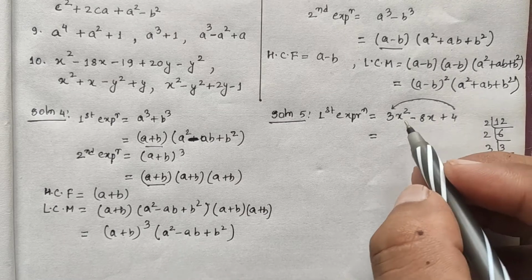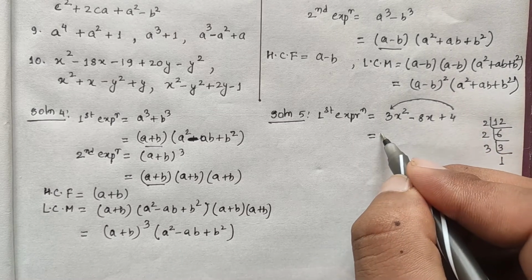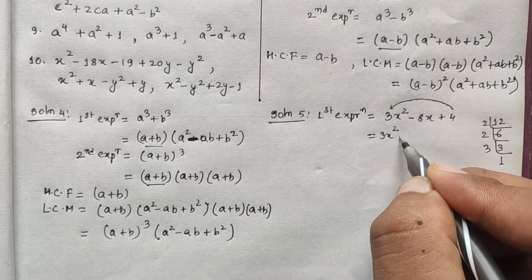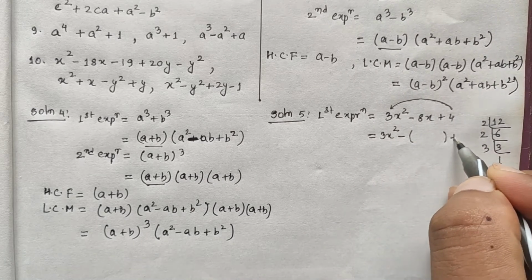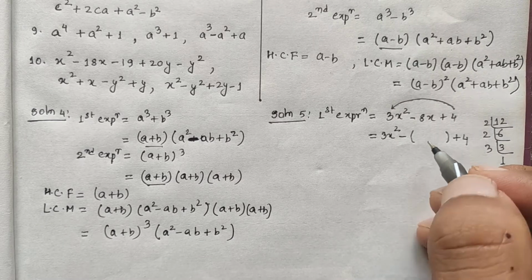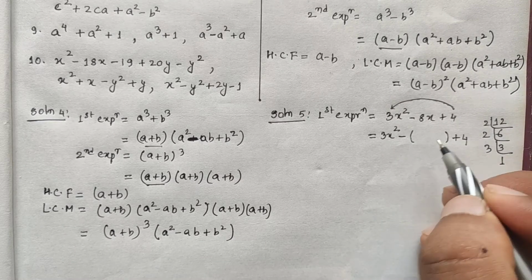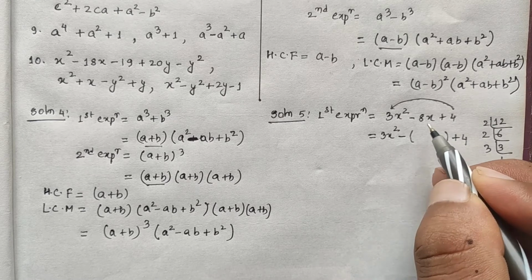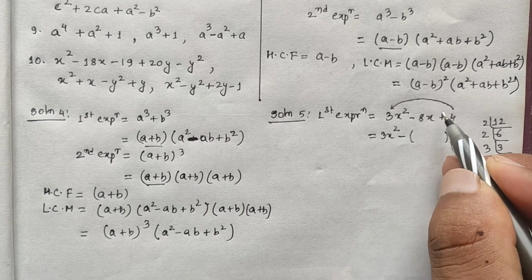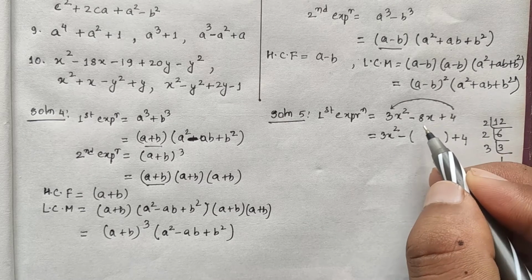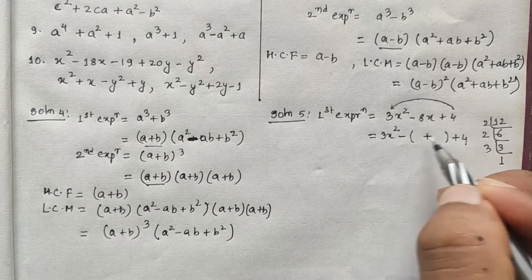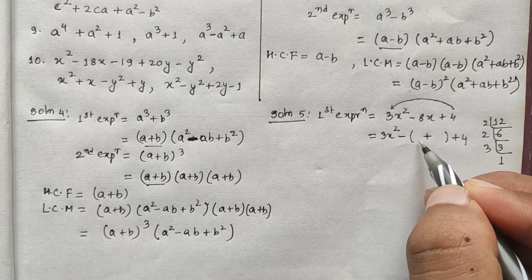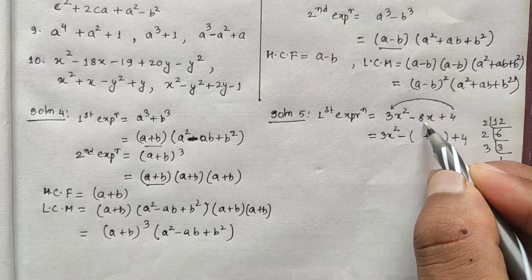Okay, so now 3x square remains as it is, and I have given you a process for how to do the middle term factorization. The first and last terms are written as they are, and we have to concentrate on the sign. This sign is plus, so we will write the plus sign here. And when we add these two, it must be 8.